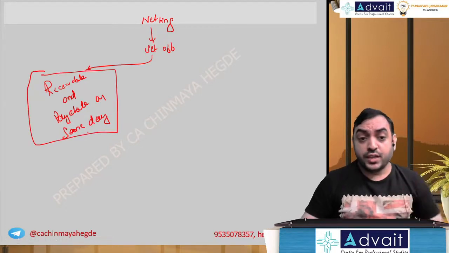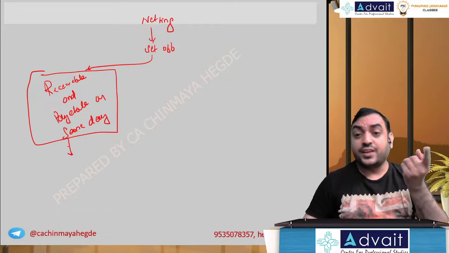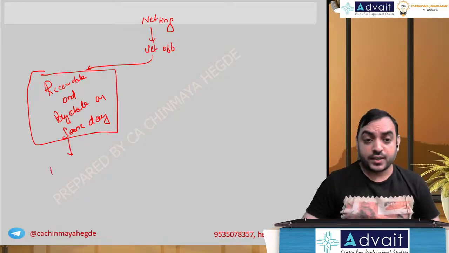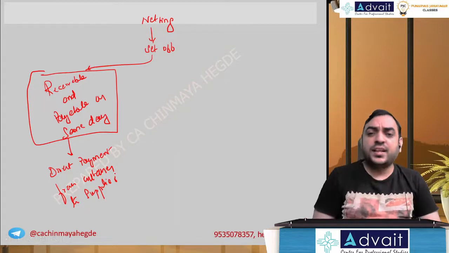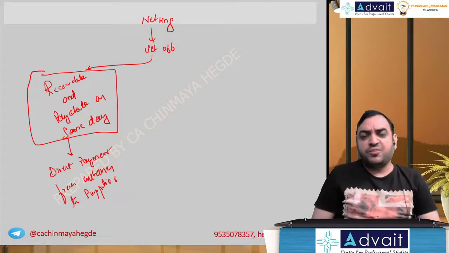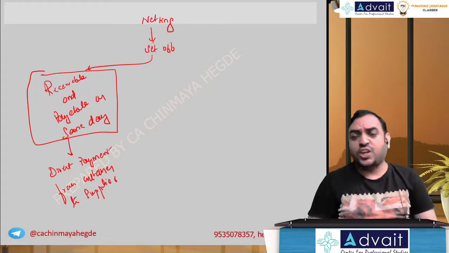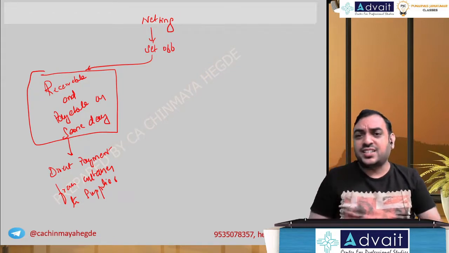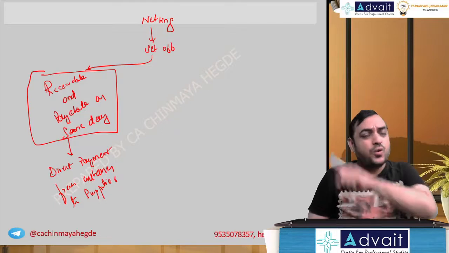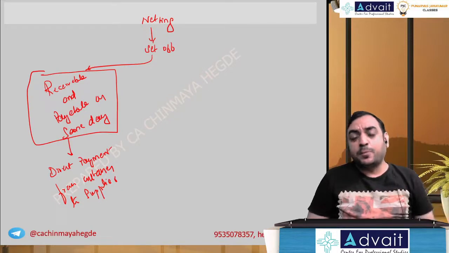So what do you do? Instead of converting it to rupees, you can directly ask them to make the payment, direct payment from customer to supplier. What do you mean by that? You have $1 lakh receivable. You have $1 lakh payable. Then you tell your customer, don't transfer it to my account, directly make the payment to my supplier.